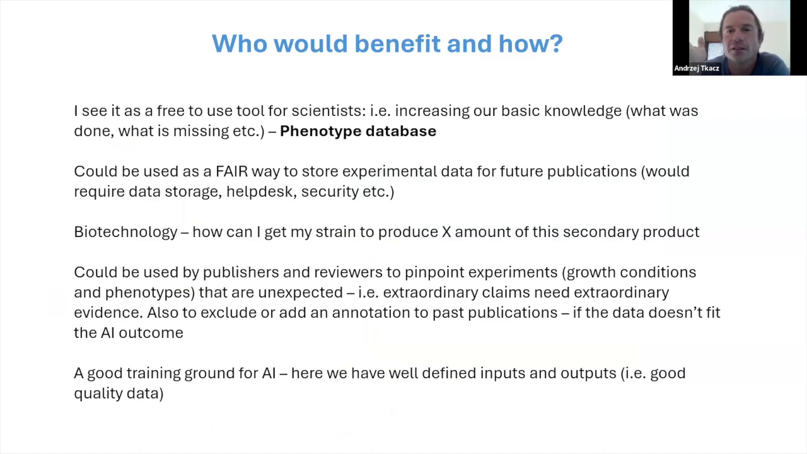So basically, who would benefit and how? That's the question. I would like it to be a free-to-use tool for scientists, basically a phenotype database, to increase our basic knowledge: what was done, what's missing. And I consider that to be the most fair way to store experimental data in future publications, though that would require data storage and so on. Basically, create a tool where scientists would be able to add their data after publication.